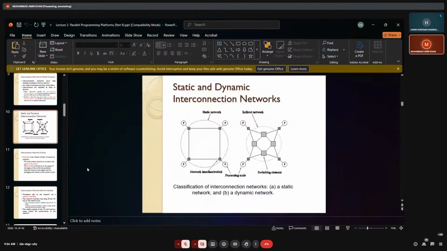See, static and dynamic interconnection networks. You can easily distinguish that in the indirect network, we have switching elements in between. And in the static link, the processing elements are directly connected. Direct or static network: in between we have a switching element in one, and there is no switching element in the other.